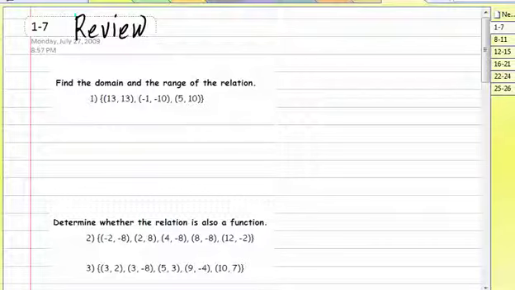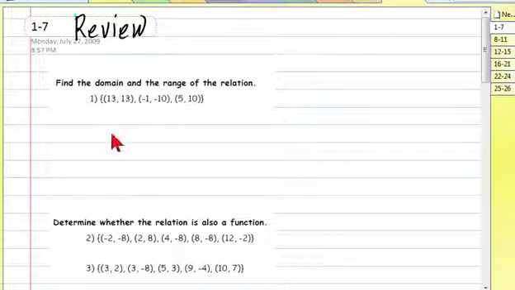Okay, let's go over the review for chapters 8 and 9. I call it 8 and 9. It also has that one section from chapter 3, 3.6. The first question asks you about the domain and the range of a given relation.